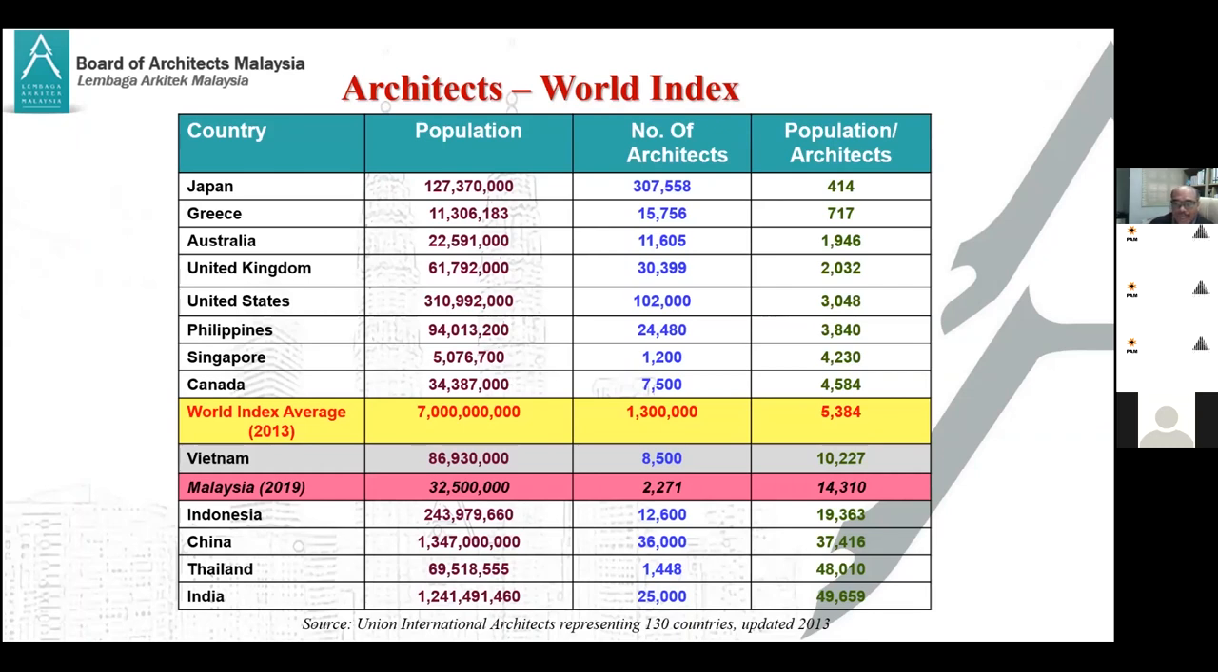So if we take this world average, one architect serving 5,300, for a 32.5 million population, Malaysia needs about 6,000 architects. So currently it's about 2,200. So meaning we still need more architects to serve our population. So hopefully by the time you guys graduate, there'll still be jobs waiting for you guys. Okay.